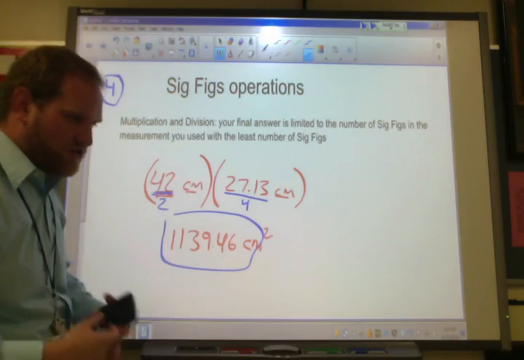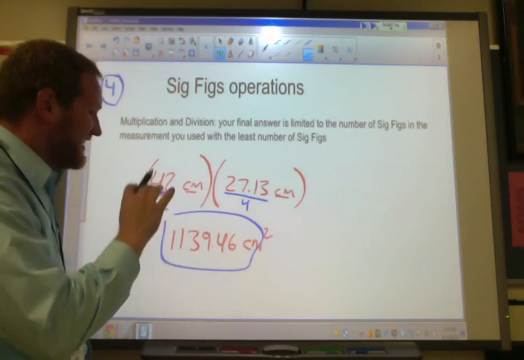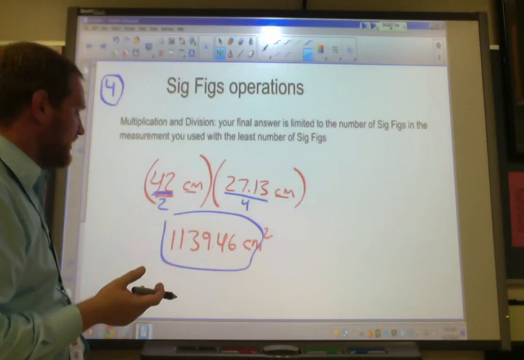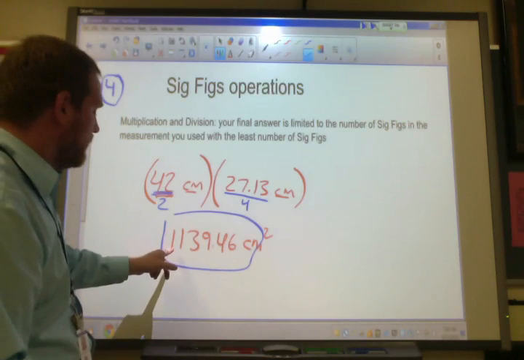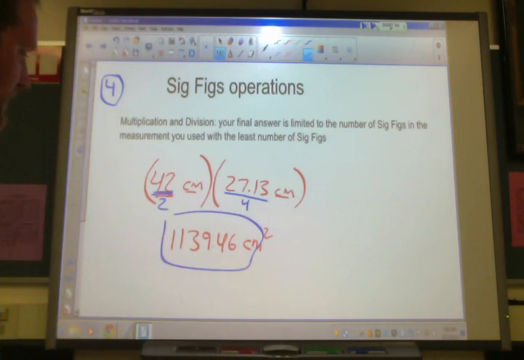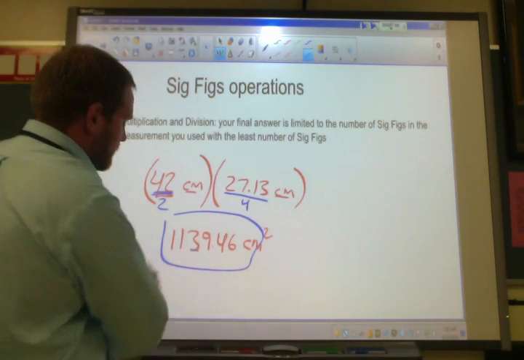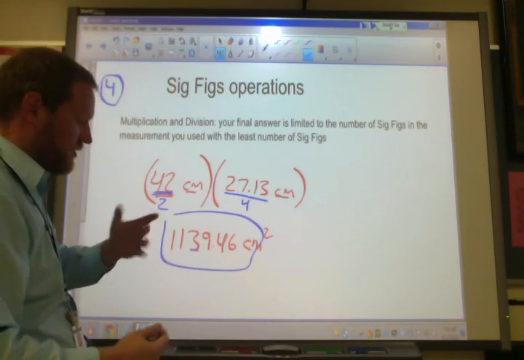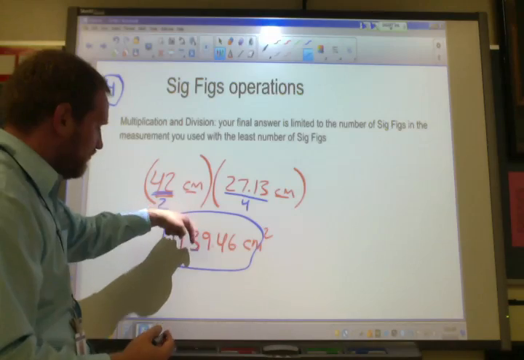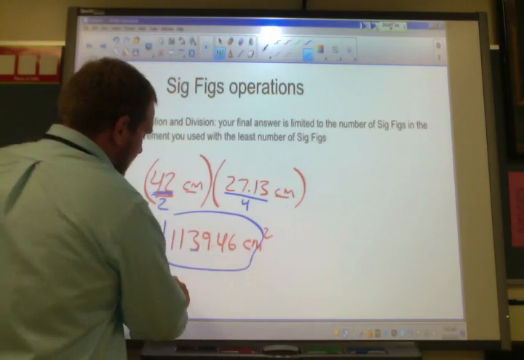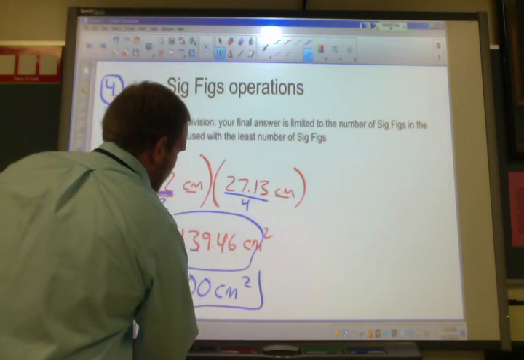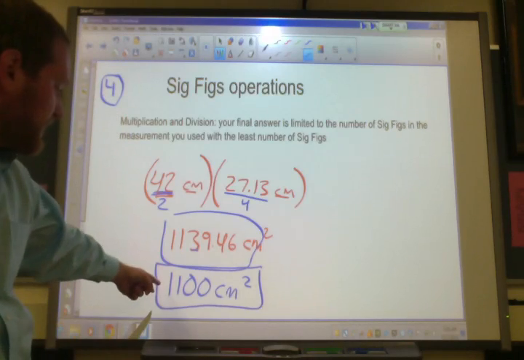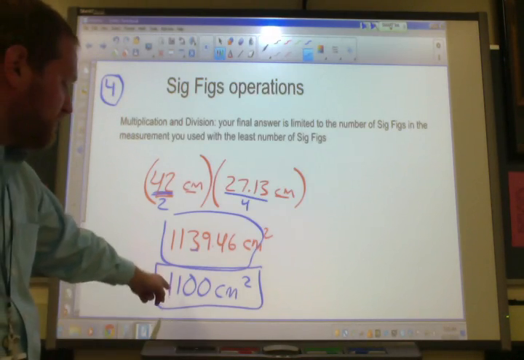To do this, you just have to think about it. I don't really like to make up rules for this. You can usually just write the first number down and then round the second one off. In this case, if I have 1139, I know I need 2 sig figs. I'm going to look at this 3, and since that 3 is less than 5, it rounds off to zeros. So I would report this as 1100 centimeters squared. 2 sig figs in my number. Okay, so this is proper precision.